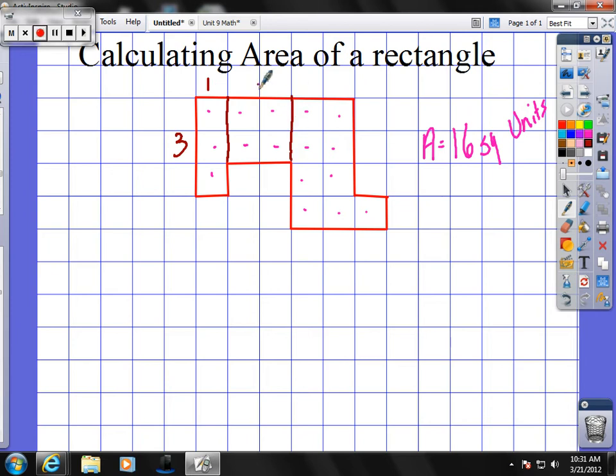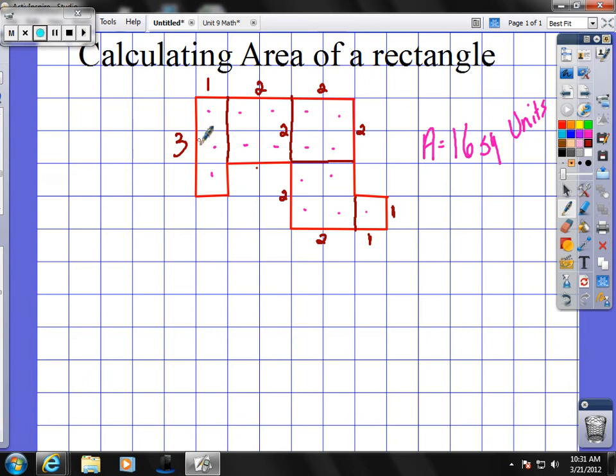This is a rectangle that is now a 2 by 2. This is a rectangle that is a 2 by 2. This is a rectangle here that is also a 2 by 2. And then we have a 1 by 1. So let's see if we get the same answer here. It's a little more work, but I think you will see what we're doing here.